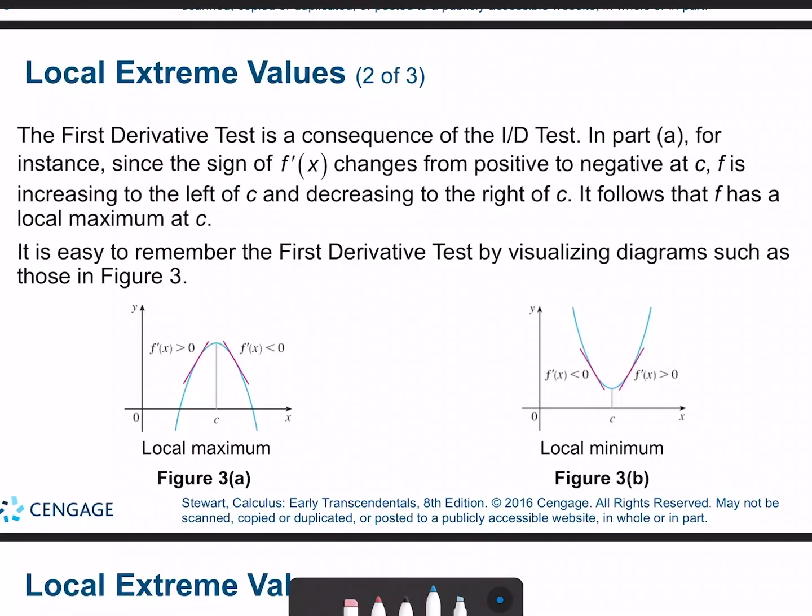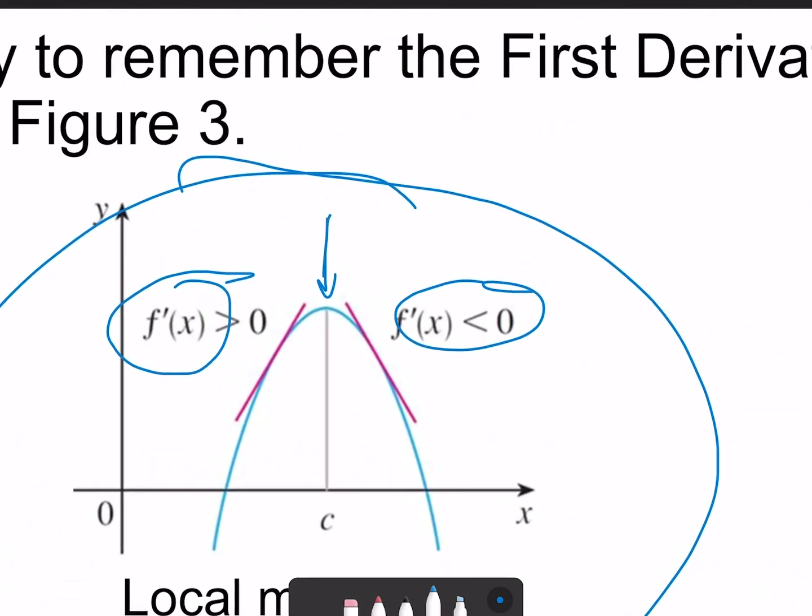Okay, what are we seeing here? The first derivative test is a consequence of the increasing-decreasing test. So now we're saying there's a new test, a first derivative test. In part A, for instance, the sign of f prime changes from positive to negative at C. Here we are changing from positive to negative at this point, which has an x-coordinate of C. It follows, therefore, that f has a local maximum at C. And indeed, this point right here is a maximum. You're at the top of the hill.